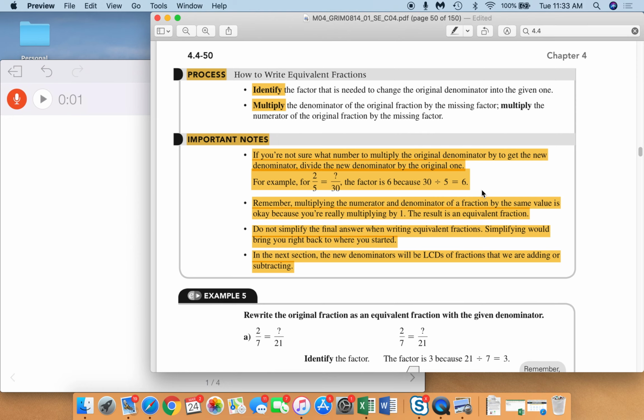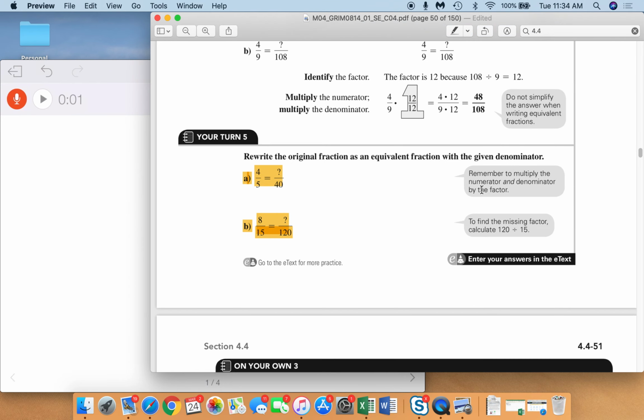Remember, multiplying the numerator and the denominator of a fraction by the same value is okay because you're really multiplying by 1. The result is an equivalent fraction. In the next section, the new denominators will be the lowest common denominator. We're going to put together what we learned about lowest common denominators and writing equivalent fractions so that we can add and subtract fractions that have different denominators. We'll put this all together later.